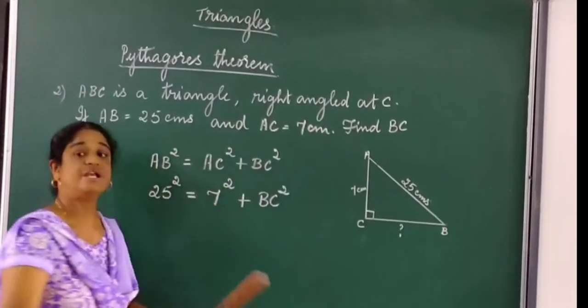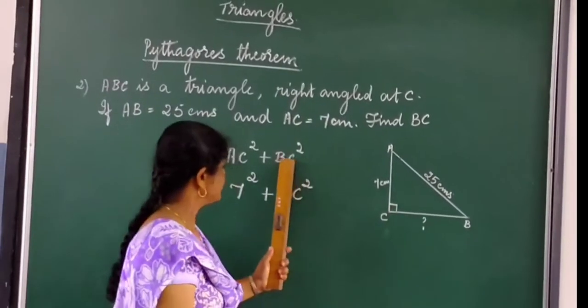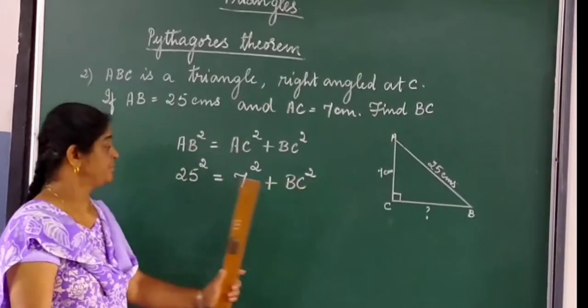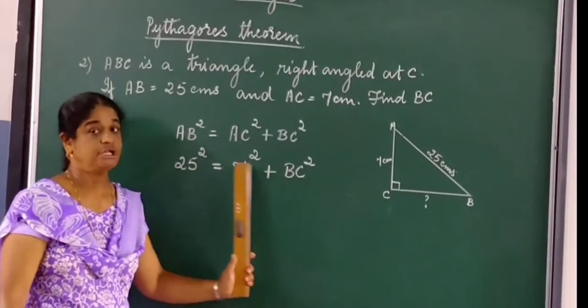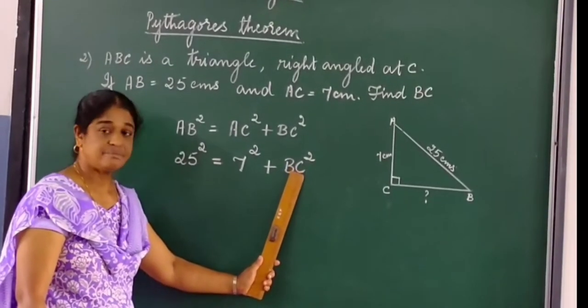BC we have to find out, so you write it as it is. BC square. Now you all know this is an equation. You all have learned about equations. Now we have to find BC, so let this BC remain here.